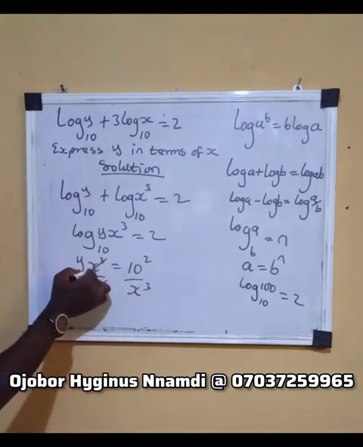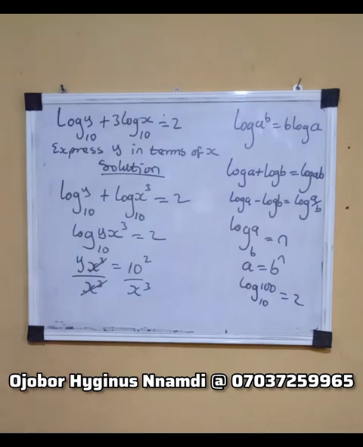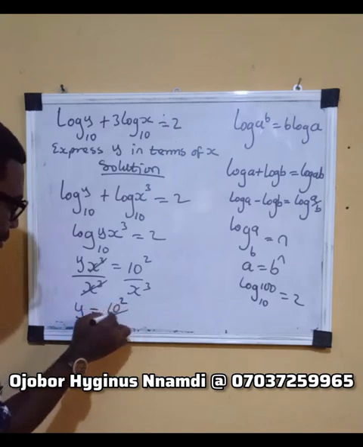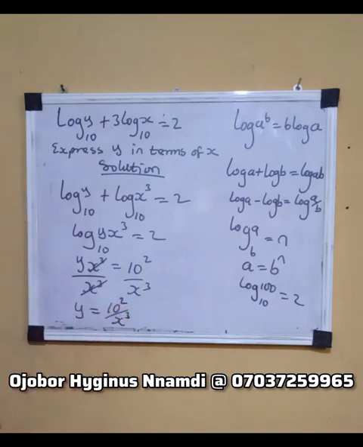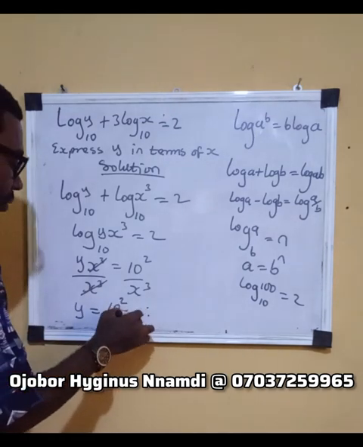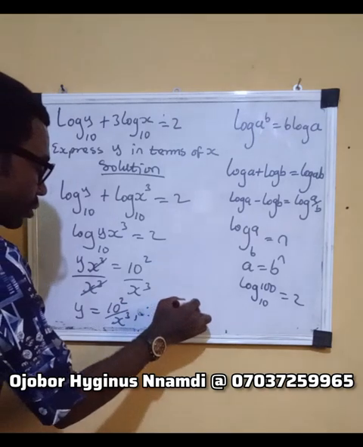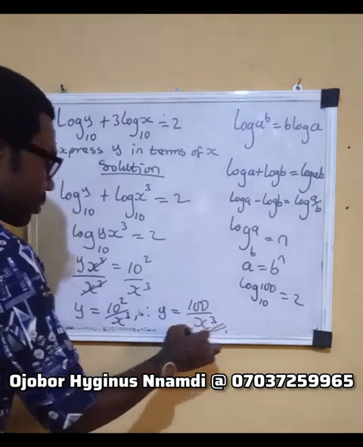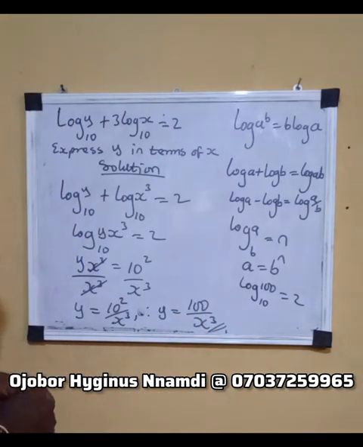X raised to power 3 will cancel x raised to power 3. And this is what we have as our y, equal to 10 raised to power 2 over x raised to power 3. We can further say that y is equal to 100, because 10 raised to power 2 is 100, over x raised to power 3. And we have expressed y in terms of x.